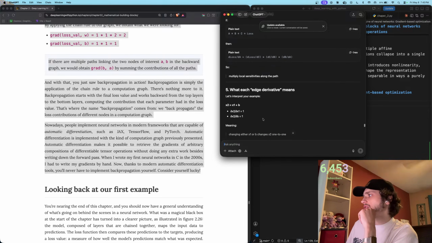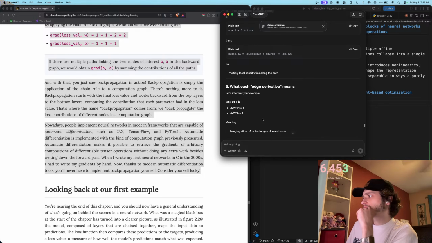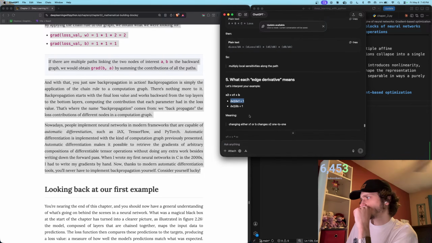Let's interpret your example. x2 = x1 + b. So the derivative of x2 over the derivative of x1 equals 1. What is this? Meaning changing either x1 or b changes x2 one to one.